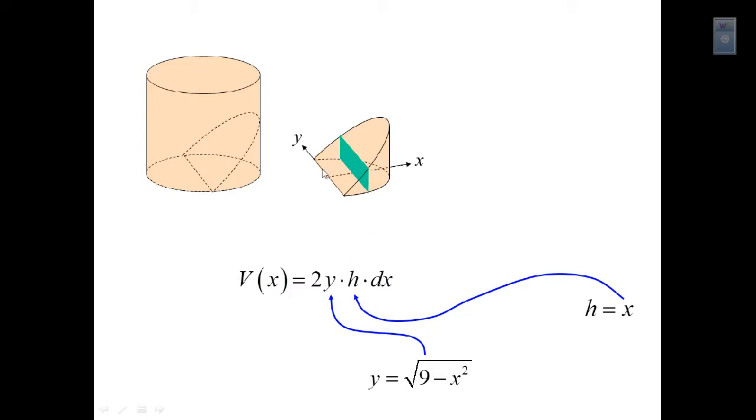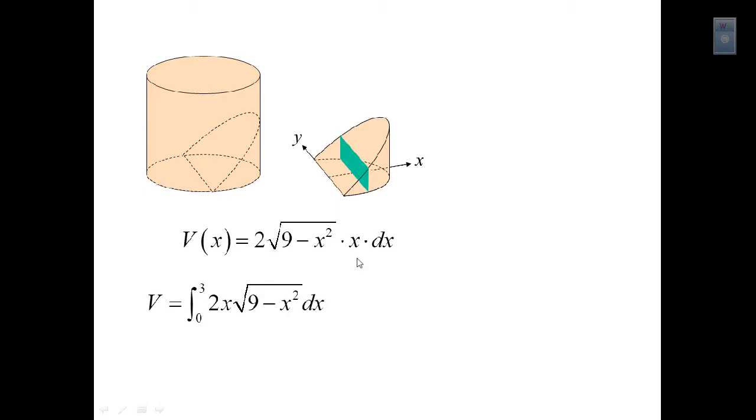Now, how will we find the volume of the whole thing? Well, we need to integrate. So we're going to integrate. We're letting x go from 0 to 3. That's where our bounds come from. And we integrate this exactly like it is.